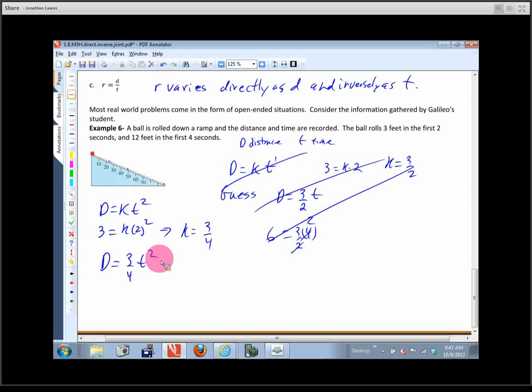Now, how do we know if this works? Plug in another time. We took one more measurement, okay? We got 4, so this is going to be 3/4, 4 squared. I'm going to cancel one of these with one of those and multiply those together, and I get a distance of 12 feet. Did this work? Okay. So do we think this is right? Here's our guess. Is that right?